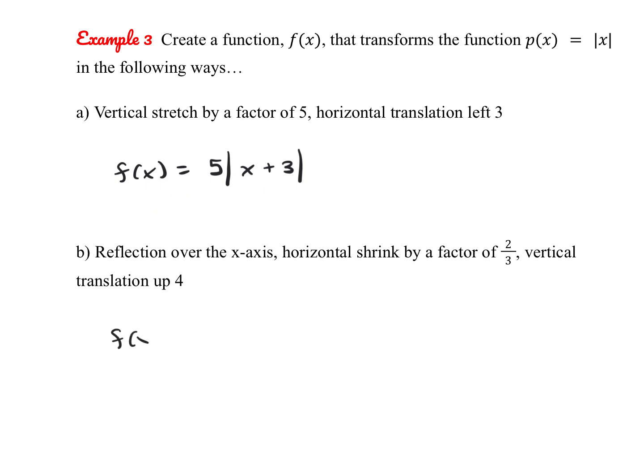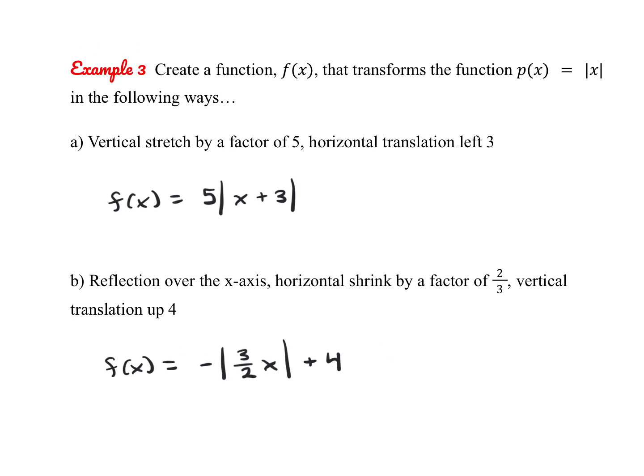So I have f of x equals, I have a reflection over the x-axis, which is vertical, it goes out front. Horizontal shrink by a factor of 2/3 and a vertical translation up 4. So for the reflection, I can put that out front. For the horizontal shrink, remember I have to flip it to put it in the equation. So it's actually 3/2x. All of that's happening inside the absolute values because it's horizontal. Now this vertical translation will happen outside of the absolute values, and I'll just add 4. And there you have it.